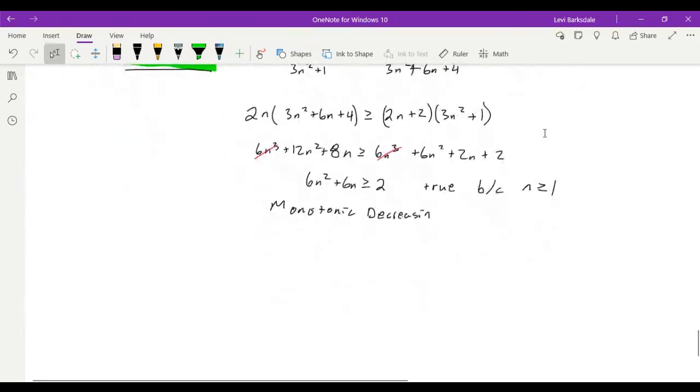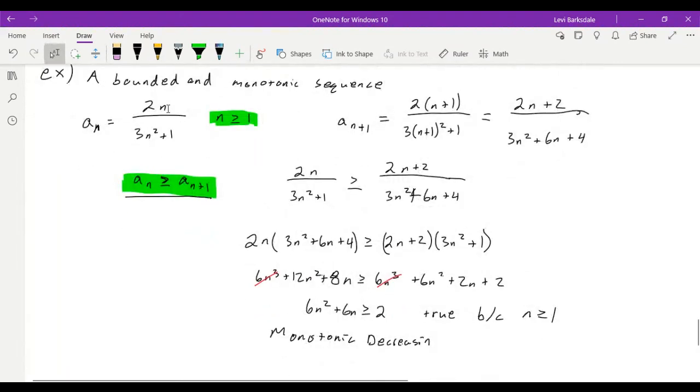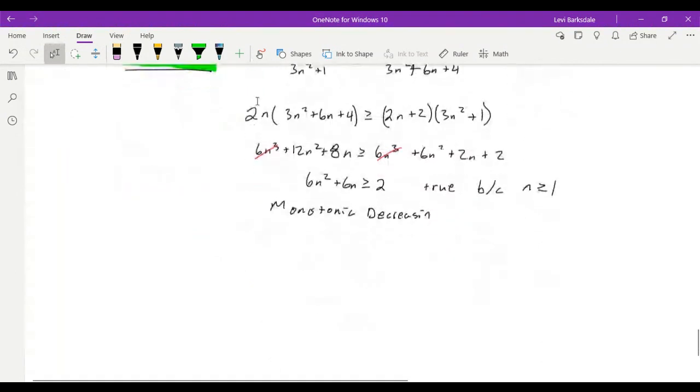All right, next we need to show that it's bounded. So first off, there's no negatives in this sequence, so clearly, because n is always positive, we can just go ahead and pick a lower bound of 0.